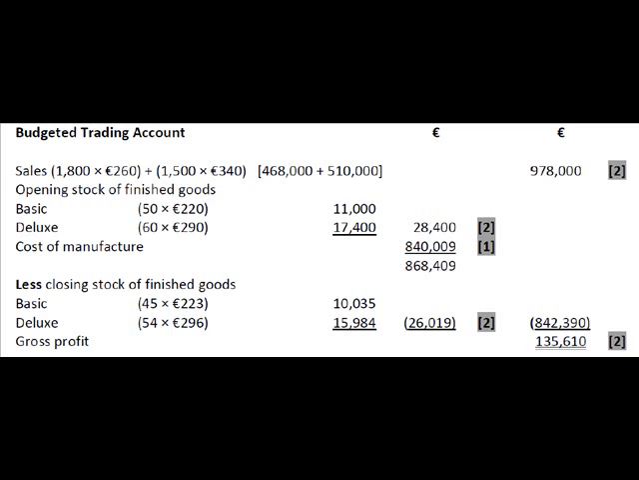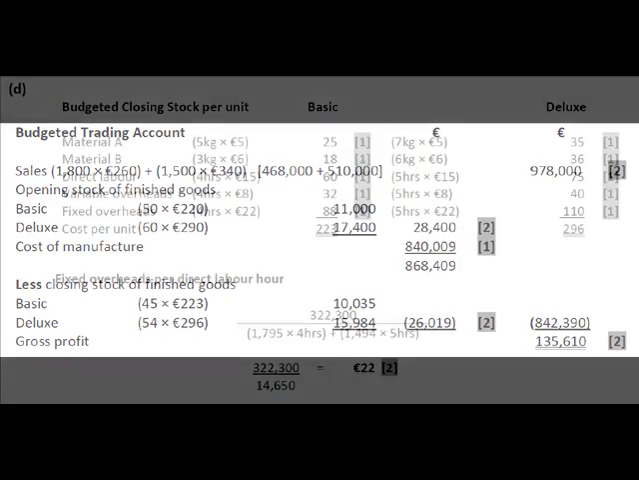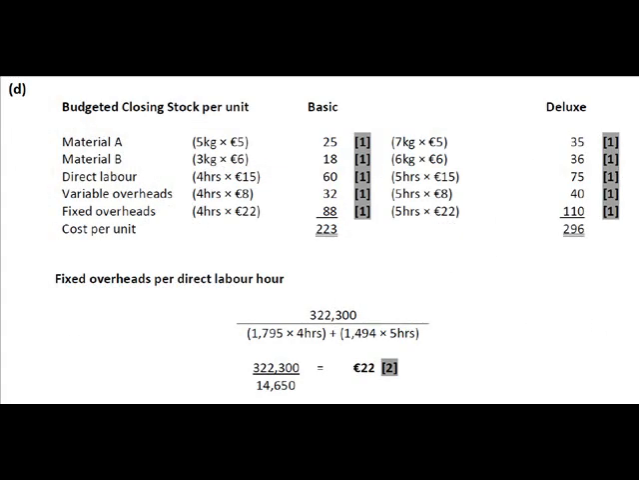As I said, the challenge here really is in working out how did we get the €223 cost for 1 unit of basic, and how did we get the €296 as the cost for 1 unit of deluxe. Right, so let's try to sort out where we got the €223 as being the cost price of 1 unit of basic.